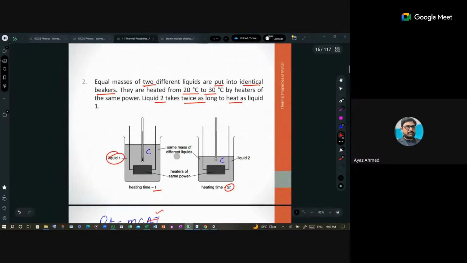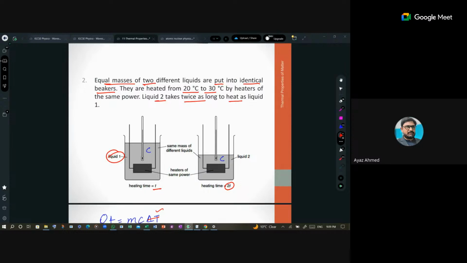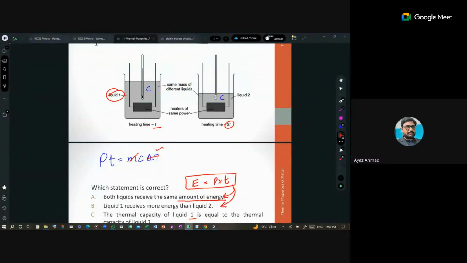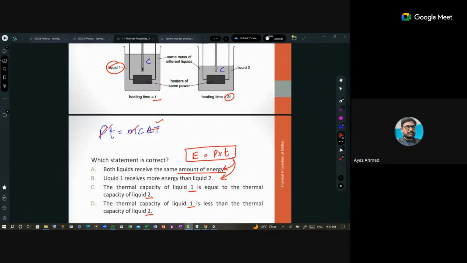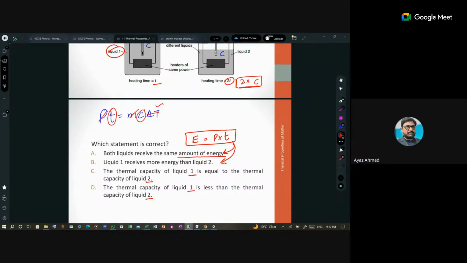Mass of the liquid is the same. Here it is said equal masses, so mass does not have any impact. Power of the heater is the same. It is mentioned that the heaters are of the same power. So time is only dependent upon what? Specific heat capacity. So if liquid 2 is taking double time, its specific heat capacity is also double. Got it? So the thermal capacity of liquid 1 is less than that of liquid 2. It is very simple to understand: if a substance has less heat capacity, it takes less time.